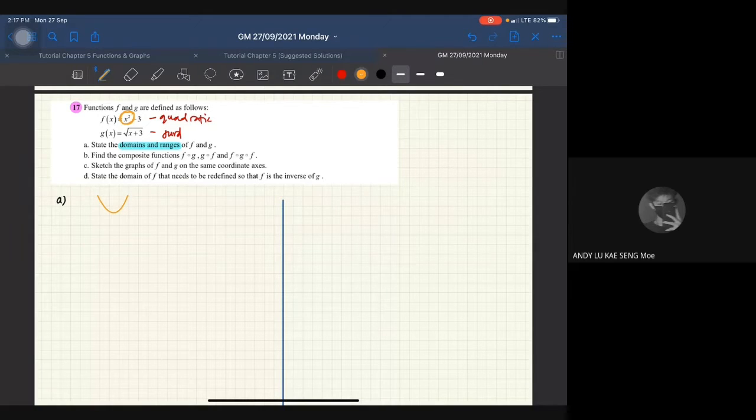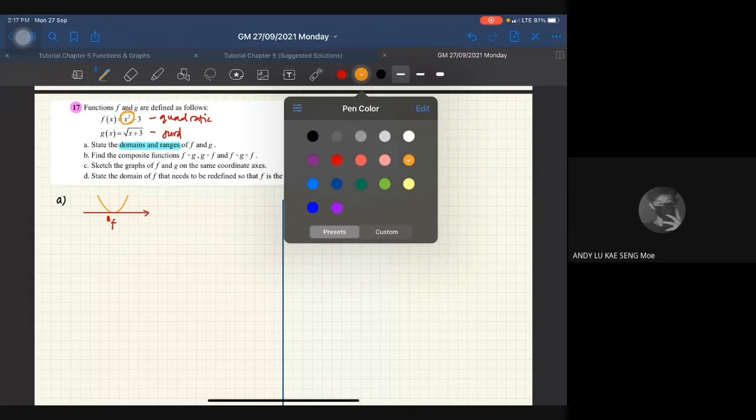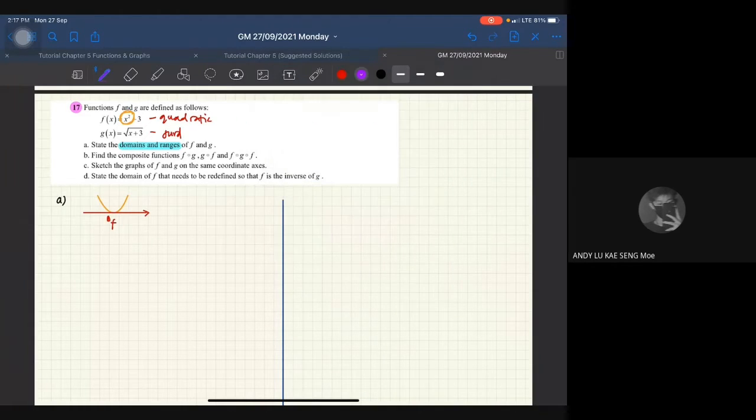Daripada sini awak boleh tentukan sebenarnya awak punya domain dan juga range. So domain dia akan ambil semua nilai ke sana. Kita bayangkan graf dia macam ni. This is domain. Dan kita punya range pula, dia akan ambil daripada kita punya minimum point sampai positive infinity. This is our range. Untuk awak cari range untuk kuadratik ni, awak hanya perlu cari dia punya minimum point sahaja.